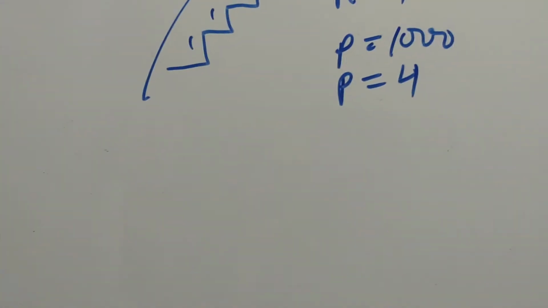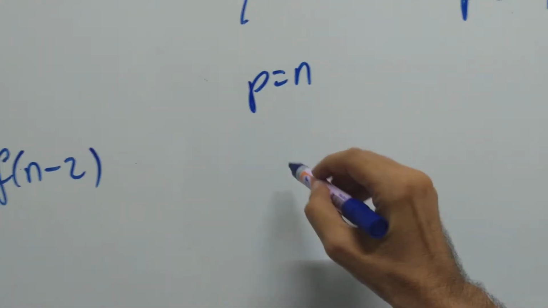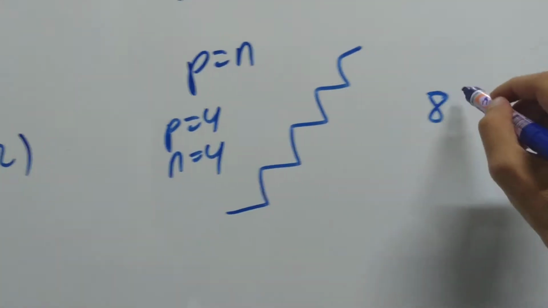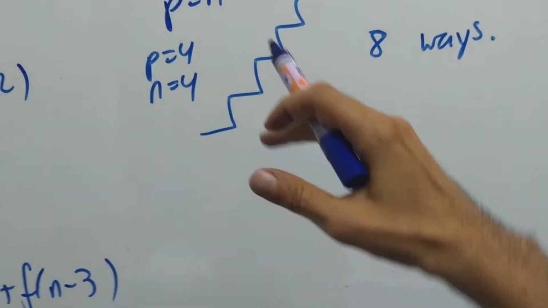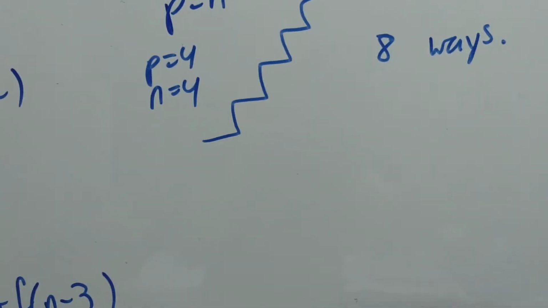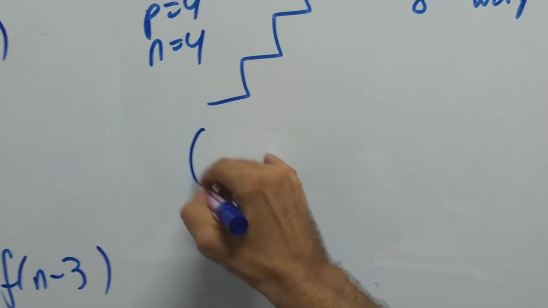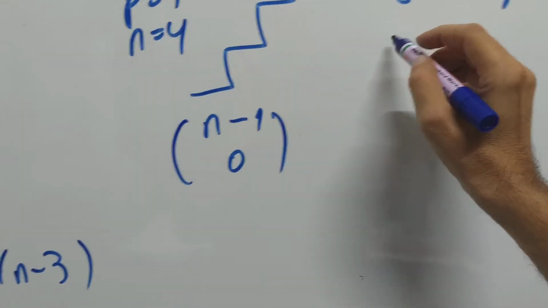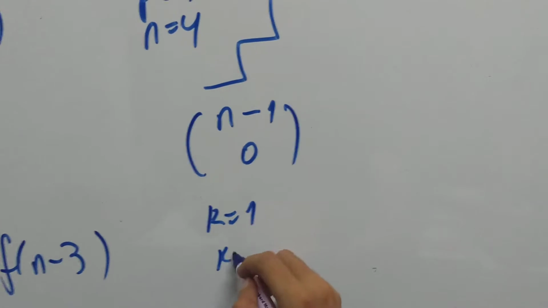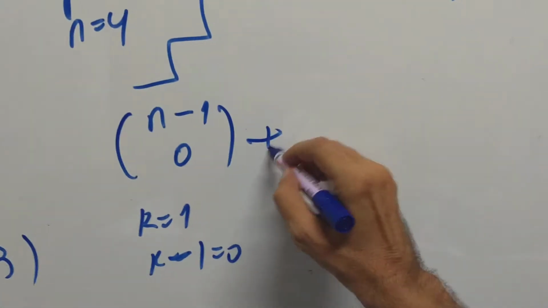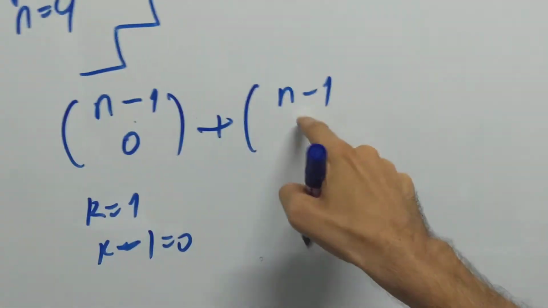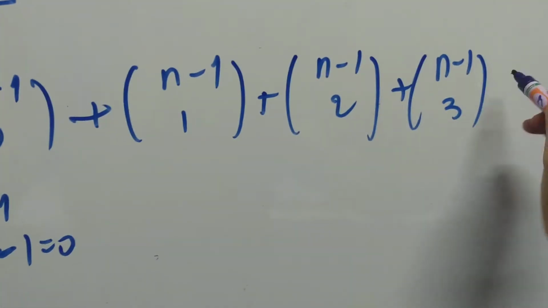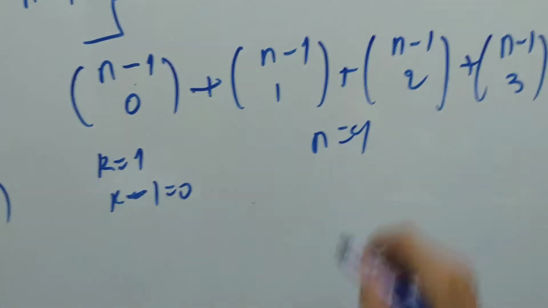Now, we have already studied P equals N. That is our case that we did before. For example, P is 4, N is 4, and we got 8 ways. We added all the different ways of doing it by parts, like 1 part, 2 parts, 3 parts. How many ways to do 1 part? It was C(n-1, 0), because k is 1 here, and k minus 1 is 0. The next one, n is 4, C(n-1, 1) plus C(n-1, 2) plus C(n-1, 3). That gives you a total of 8, with n equals 4.